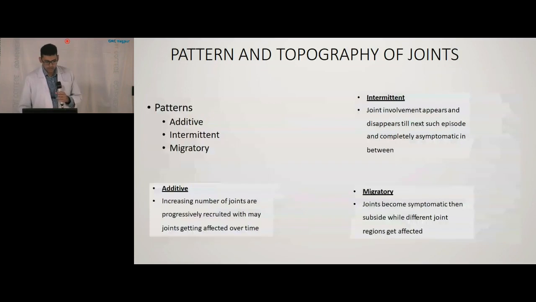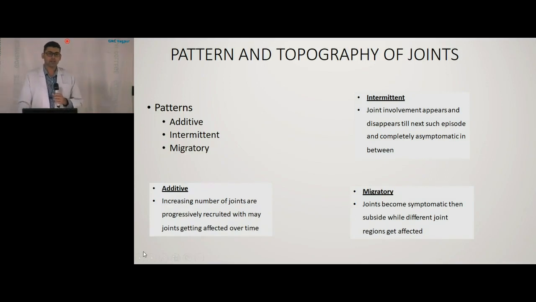So a very important point is the pattern and topography of joint involvement. Pattern of joint involvement means how the disease is behaving over a period of time. Okay, I will go the reverse way. First, focus upon the migratory arthritis.